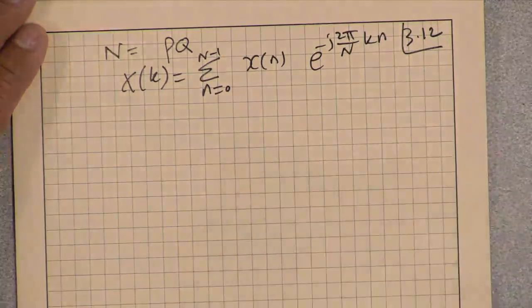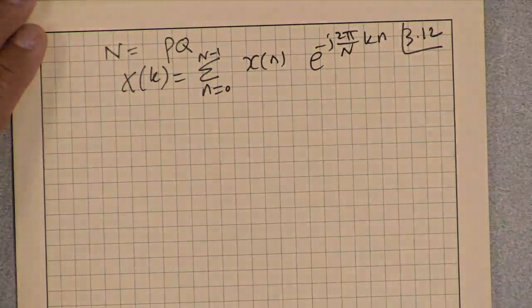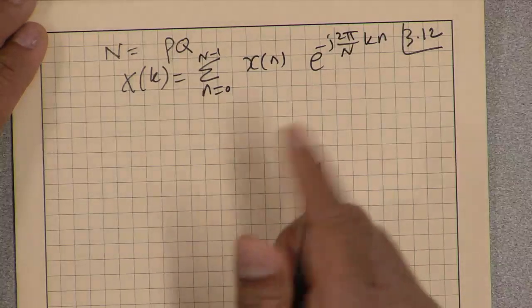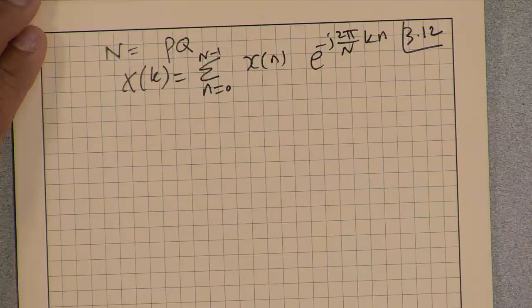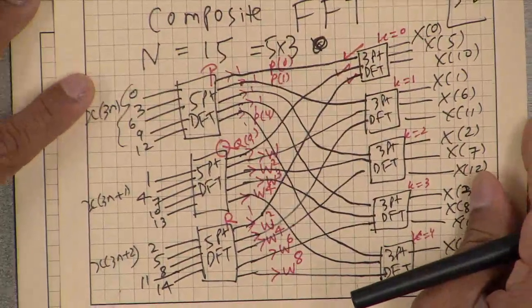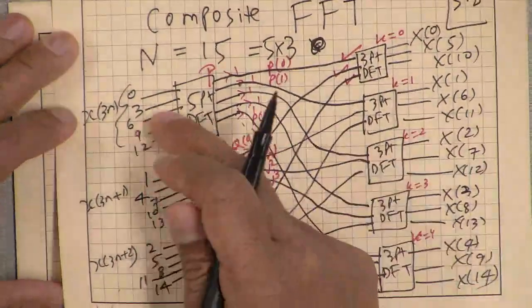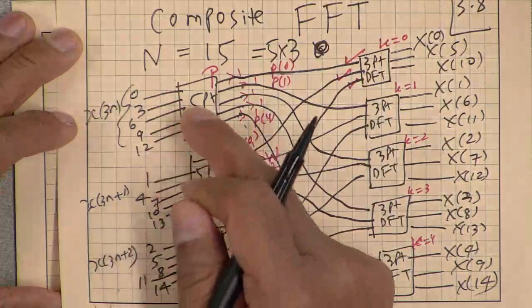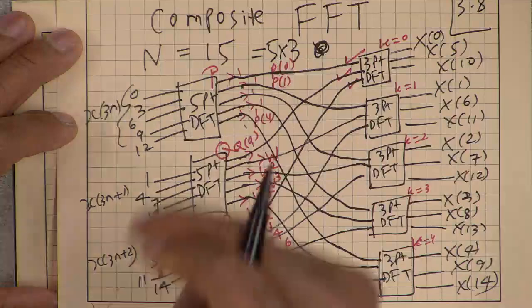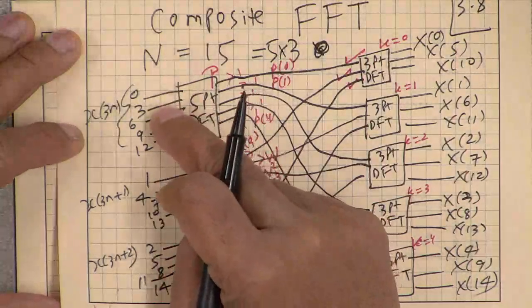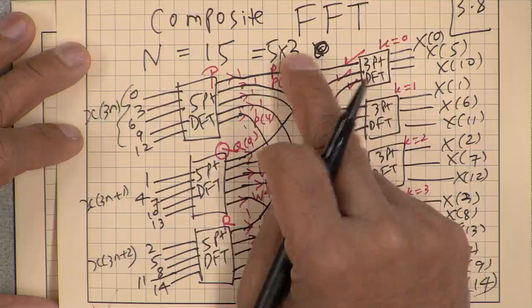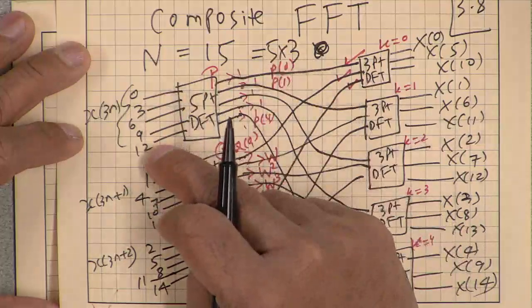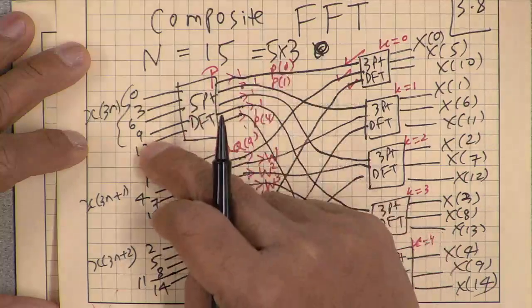So let's divide this n. Okay, so think about this. How is this n divided? So this n is divided into 0, q, so p times q, where q is 3. 0, q, 2q, 3q, 4q. 4 is 5 minus 1.